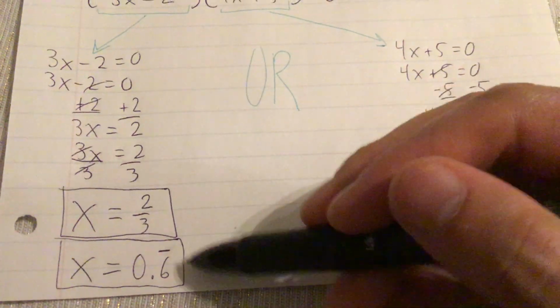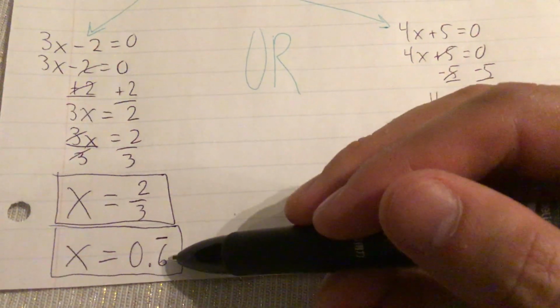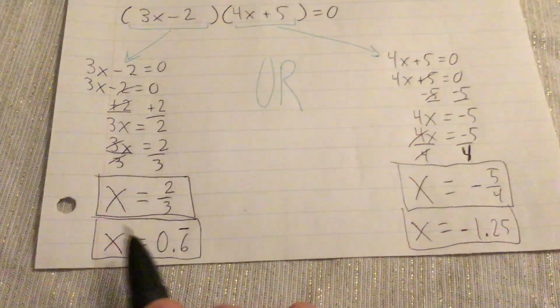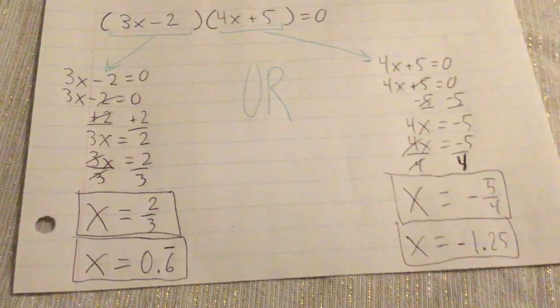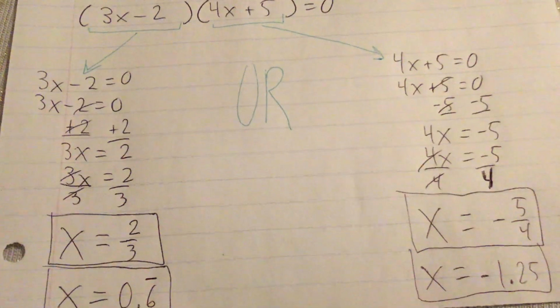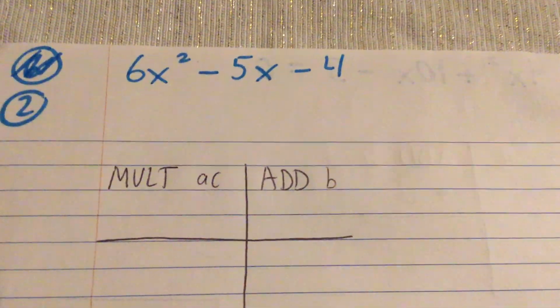They both mean the exact same, but I also want to see one of these two, either 2/3 or 0.6 repeating. So either way, left or right, I want to see both of those equivalent solutions. Okay, we're done with problem number 1. Let's go on to problem number 2. I'm going to put that paper away.